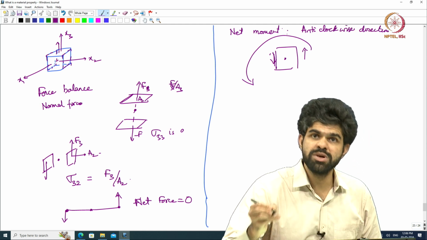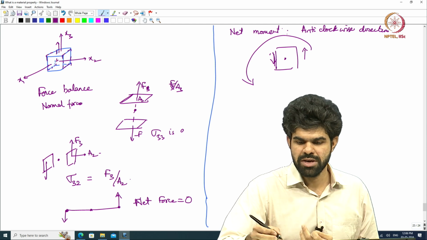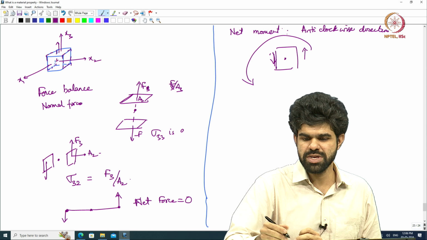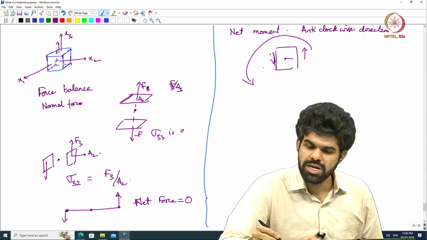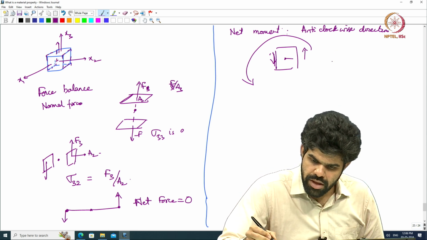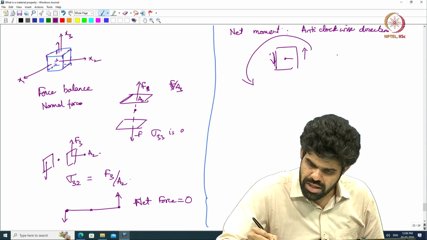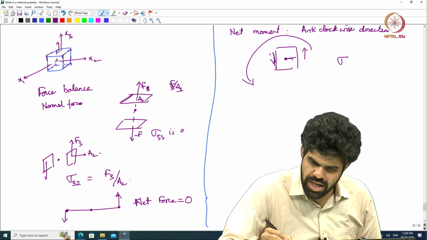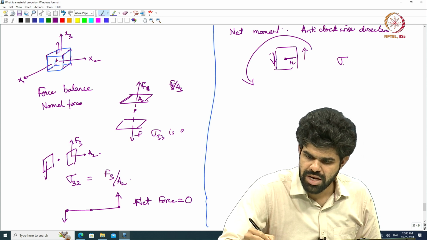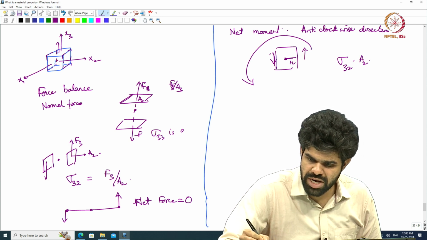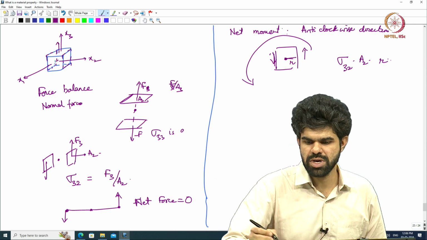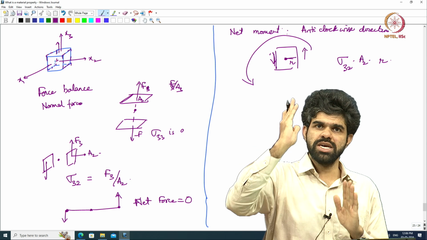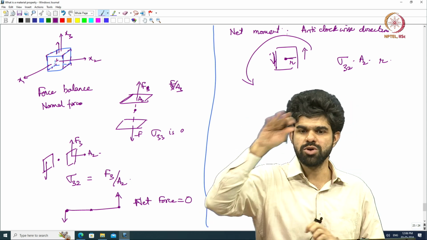Why am I getting a net moment? Because I have a net torque which is not balanced, right. So, the moment, from the center I calculate the distance, is r, let us say. So, sigma 32 times A2 times r, that is the moment, right. So, this takes it up and this takes it down. So, you have a rotation, net rotation.